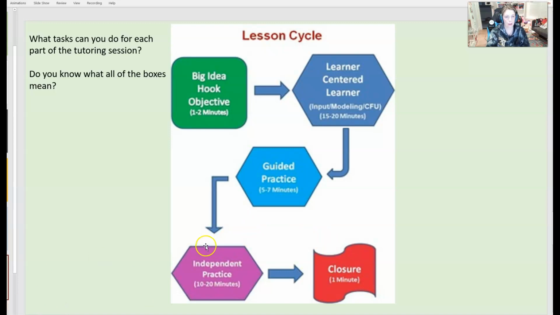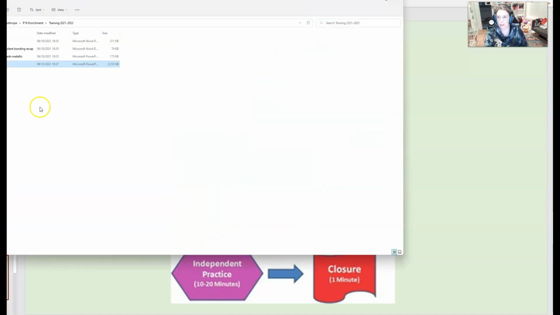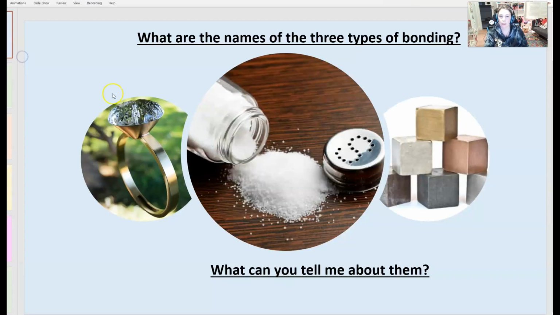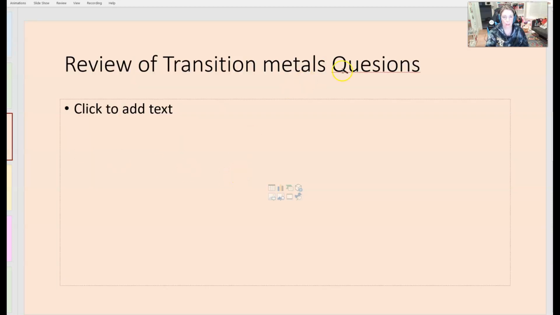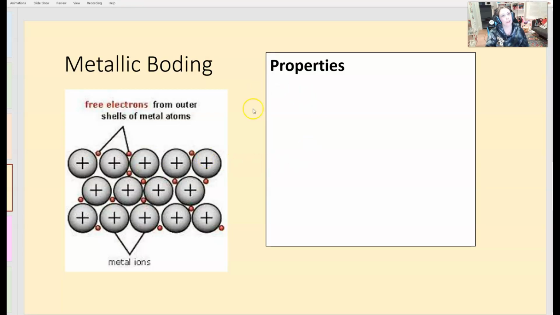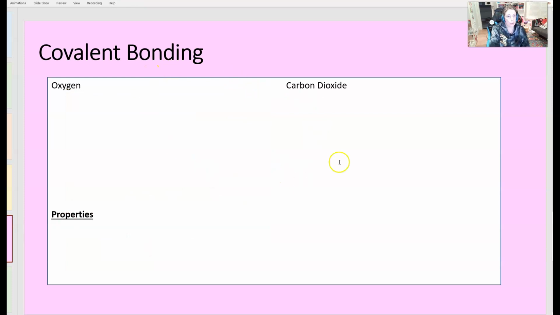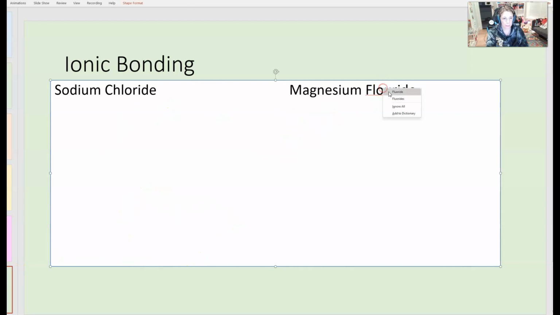So for me, this idea of bonding, this is a lesson that I did for bonding. Now, it wouldn't necessarily look like this for you because this is a lesson, but you could take aspects of it. So this is my starter. But what we did was we had some questions about transition metals. So we talked about the answers to those questions. That was from a previous lesson. But then I talked about metallic bonding and we went through the properties. I talked about how to do covalent bonding and we talked about the properties. And then I talked through ionic bonding. And then we talked through the properties as well.